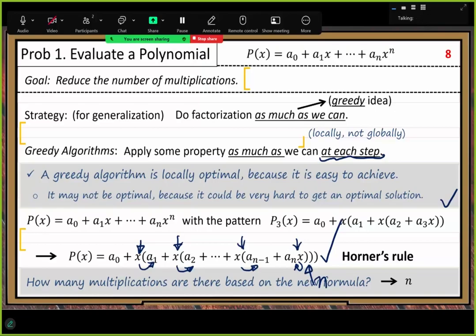Question: is there a formula to know how much? Yes, there is a formula. 2 to the n minus 1?